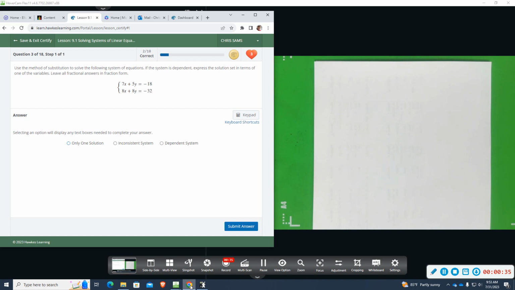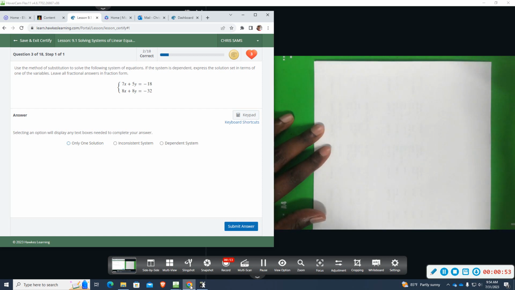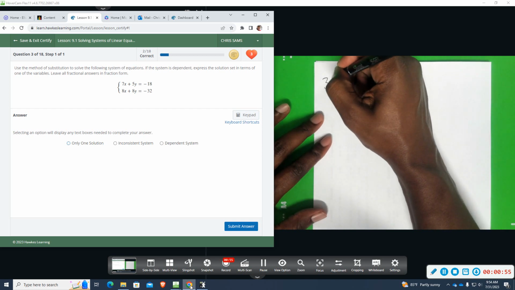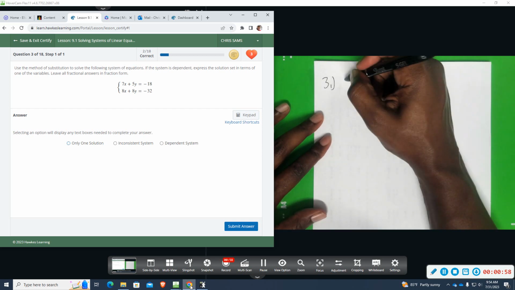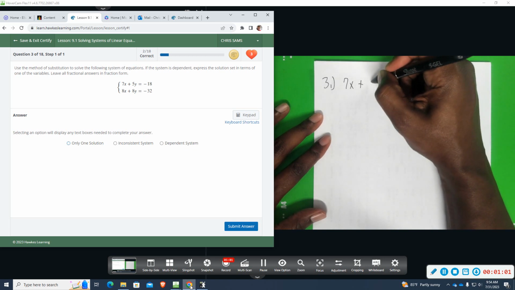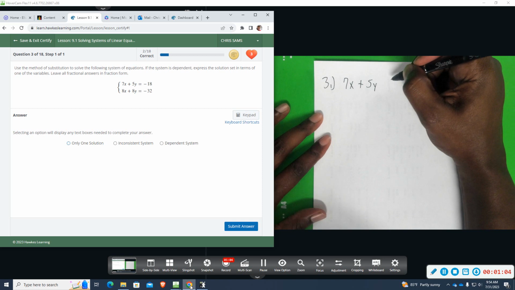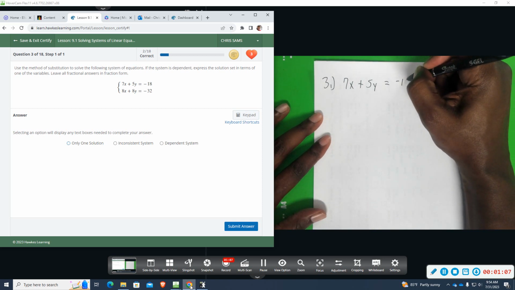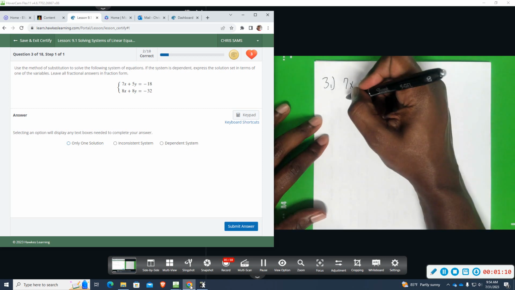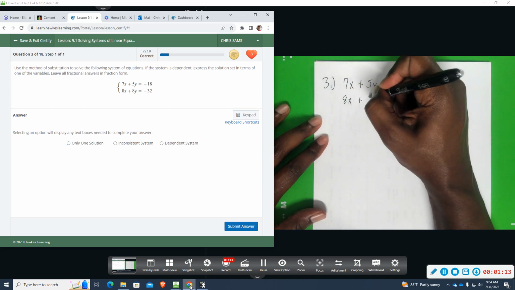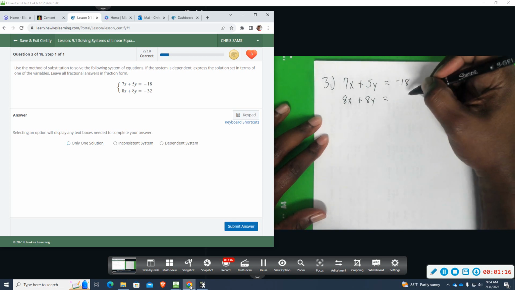elimination. So we're going to solve this system using elimination, and when it's easier, we're going to do substitution. And I'll show you the difference, how you can tell when it's better to use substitution or when it's better to use elimination. So I'm going to write down these two equations. We have 7x plus 5y equals negative 18. And then we have 8x plus 8y, and that equals negative 32.